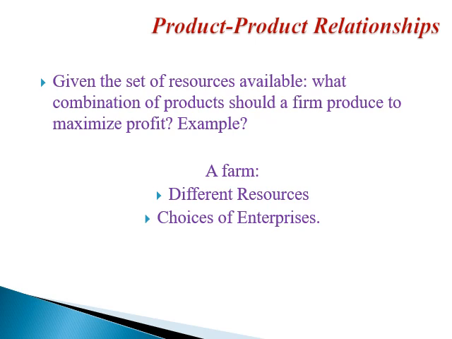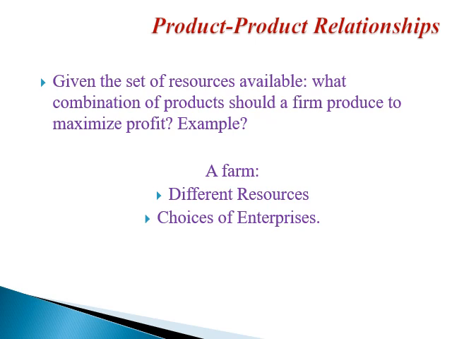Whether you have an infinite number of variable inputs, or 1 variable input, or 2, the story is the same, because you are talking about the optimality conditions. That is, how much of the first output you should produce and how much of the second output you should produce if you want to maximize your profit, as an individual producer. So here it says, given the set of resources available, whatever they are, what combinations of products should a firm produce to maximize profit?